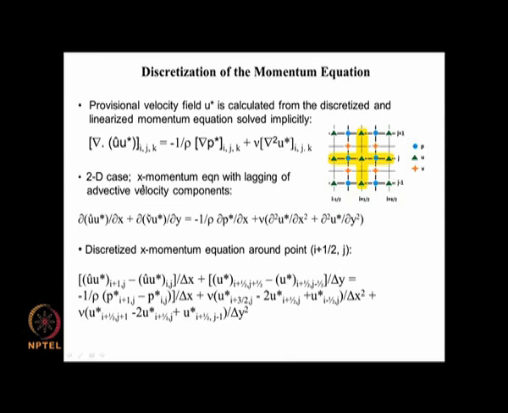Okay. So, for the 2D case, the x momentum equation can be written as dou by dou x of uu plus dou by dou y of vu equals minus 1 by rho dou p by dou x plus nu times dou square u by dou x square plus dou square u by dou y square. That is the correct equation without any of these extra stars and tildes and all that. So, that is the exact equation.